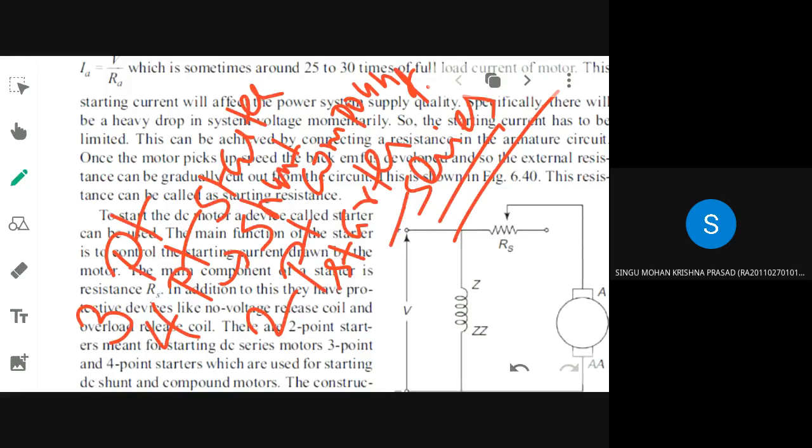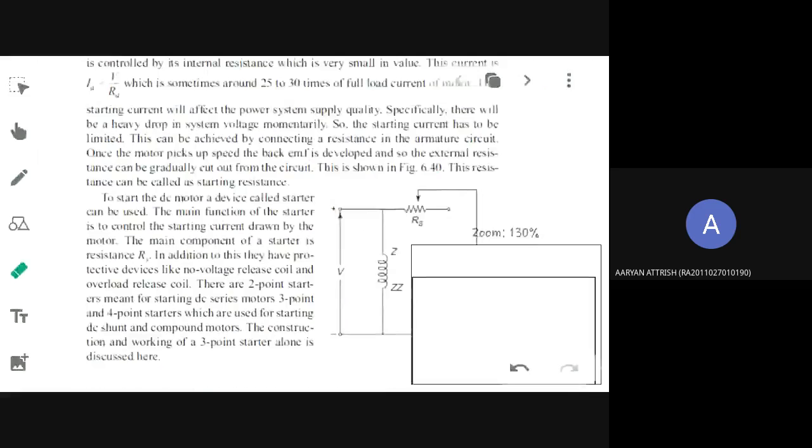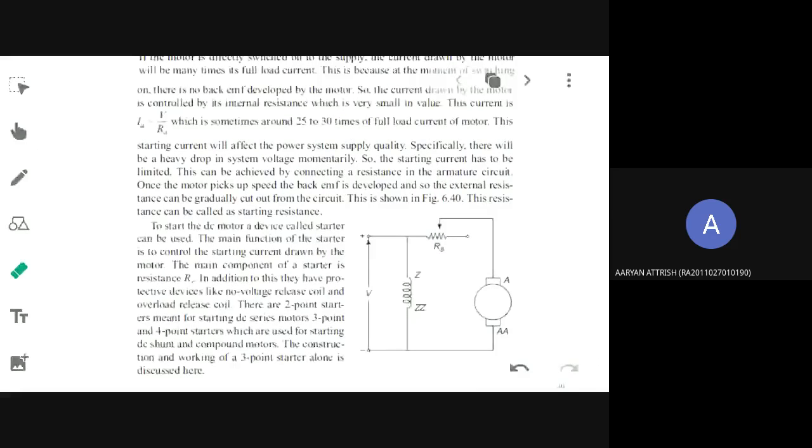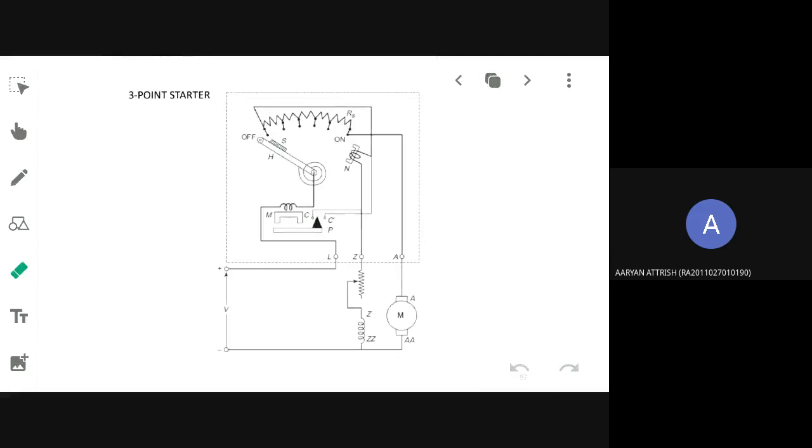For which machine you will use 2-point starter? Series. 3-point and 4-point starter you are going to use for what machine? Shunt and compound. Okay, this sort of question might be asked in MCQ, so you make a note. Now all the starters will not be asked, so for simplicity, we are going to discuss only about 3-point starter.